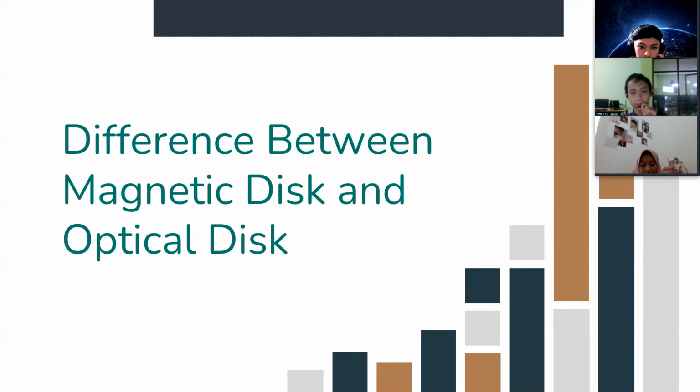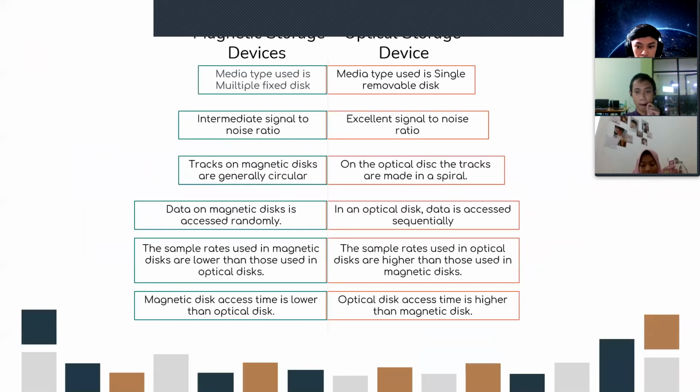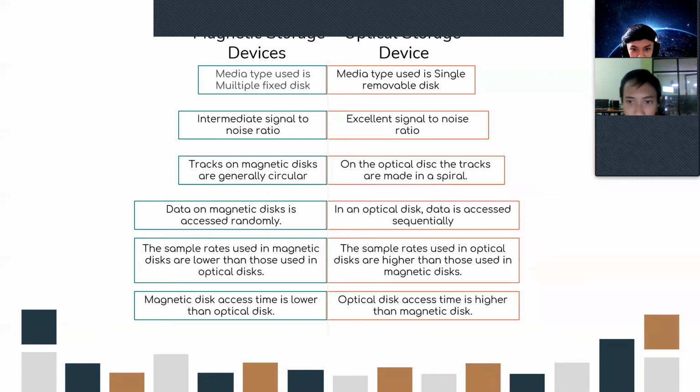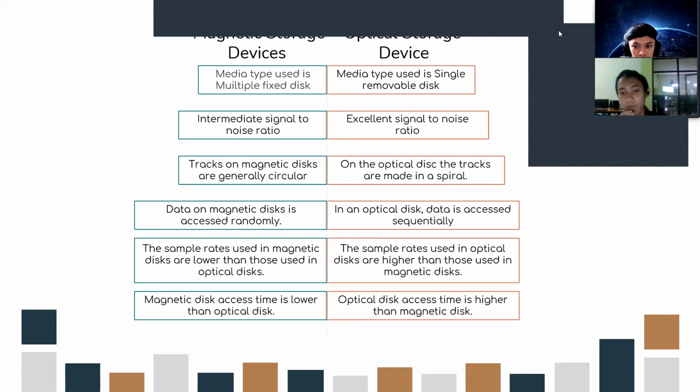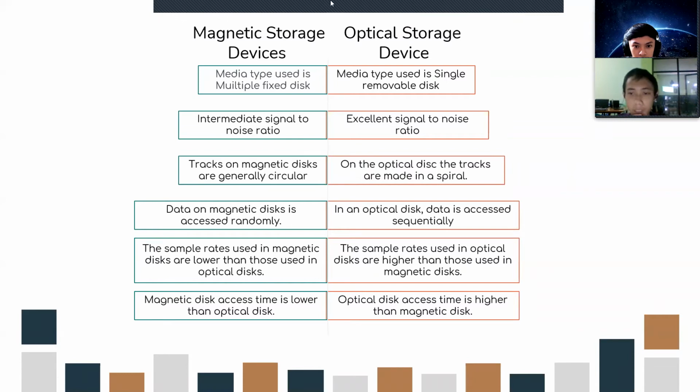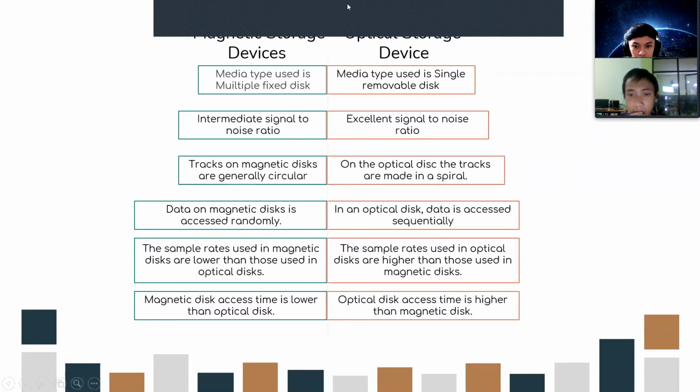Next, difference between magnetic disk and optical disk. The differences between magnetic storage devices and optical storage devices are many. First, magnetic storage devices use multiple fixed disks, while optical storage devices use a single removable disk. The second difference is that magnetic storage devices have an intermediate signal to noise ratio, but optical storage devices have an excellent signal to noise ratio.